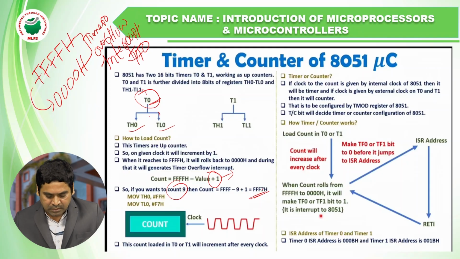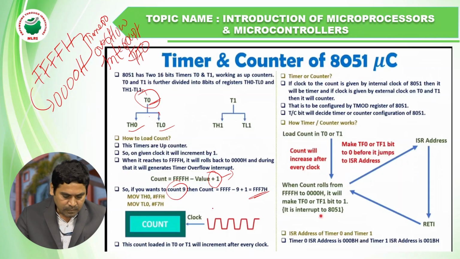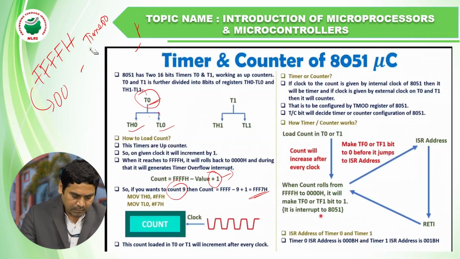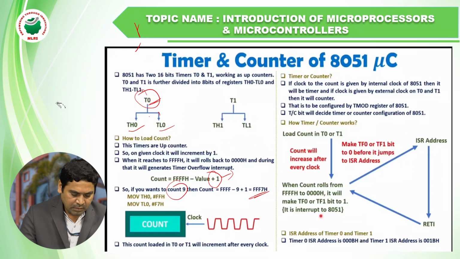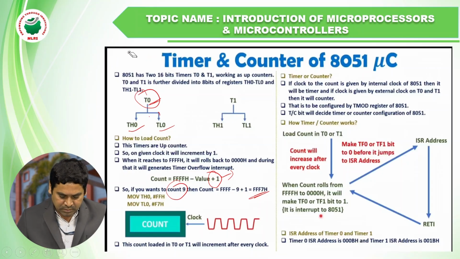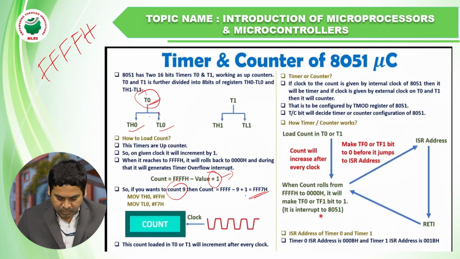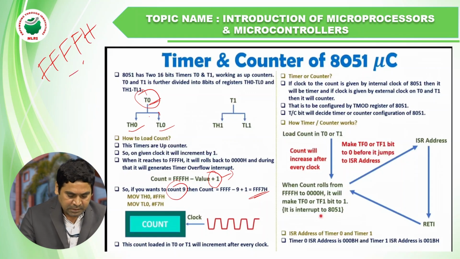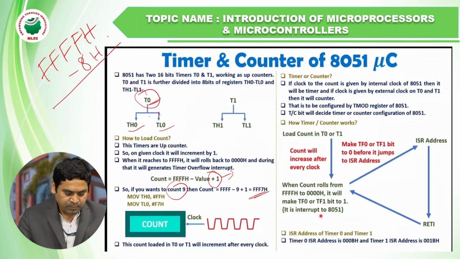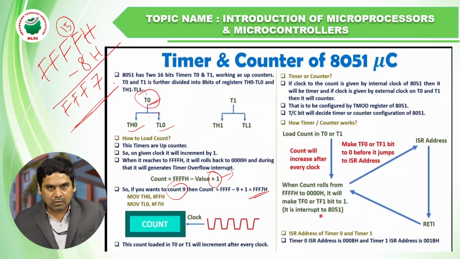We get F7. How? In hexadecimal notation the subtraction reduces the value. 9 plus 1 means minus 10 in decimal, that is minus 8 in hexadecimal notation... F represents 15, and 15 minus 8 is 7, so F7. This is the value of count.